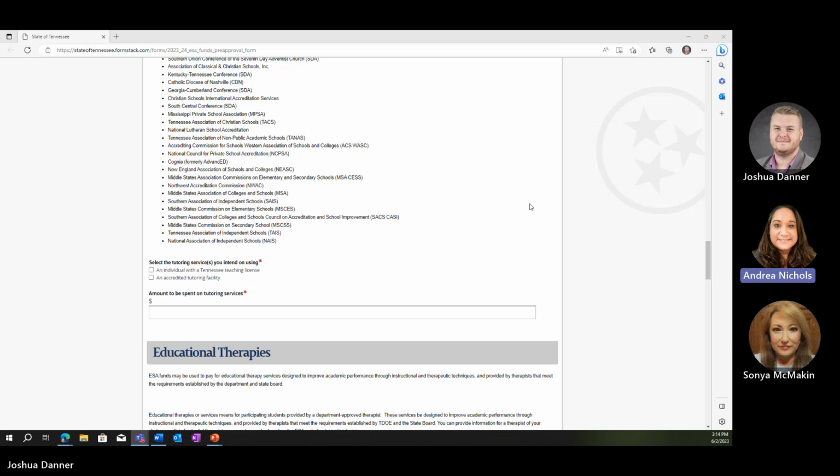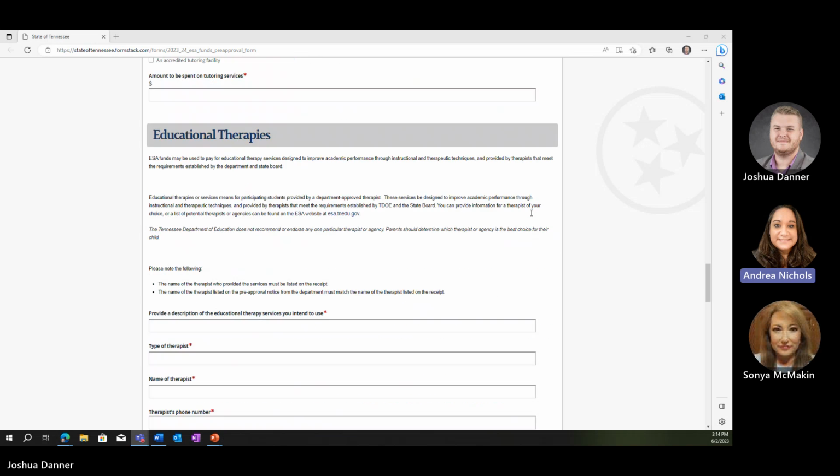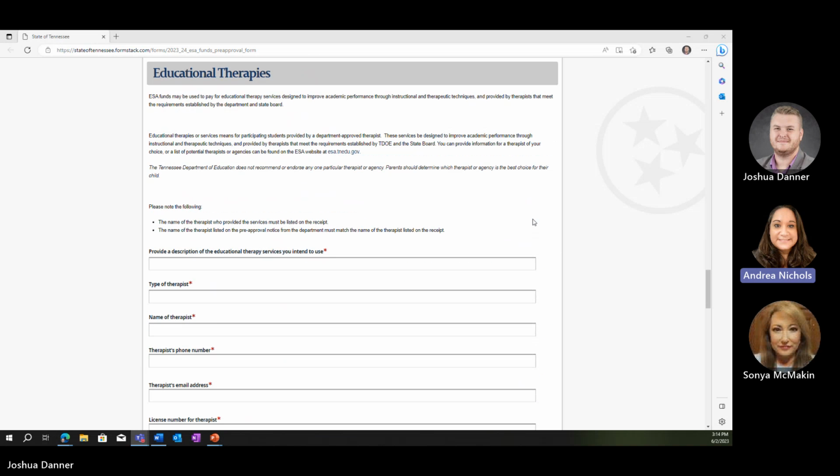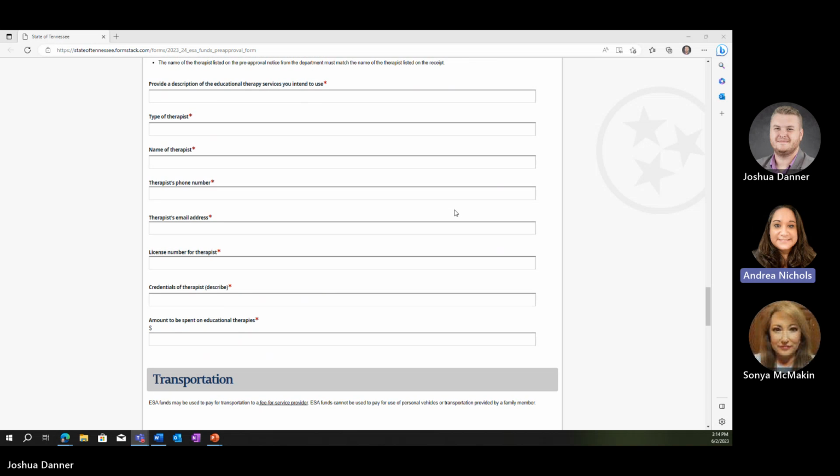Funds for educational therapies are designed to improve academic performance through instructional and therapeutic techniques and can only be provided by a department-approved therapist. Documentation must include the name of the therapist, and that name must match all supporting receipts of expenses. When submitting pre-approval requests, please provide all documentation and the amount to be spent on the approved educational therapy.